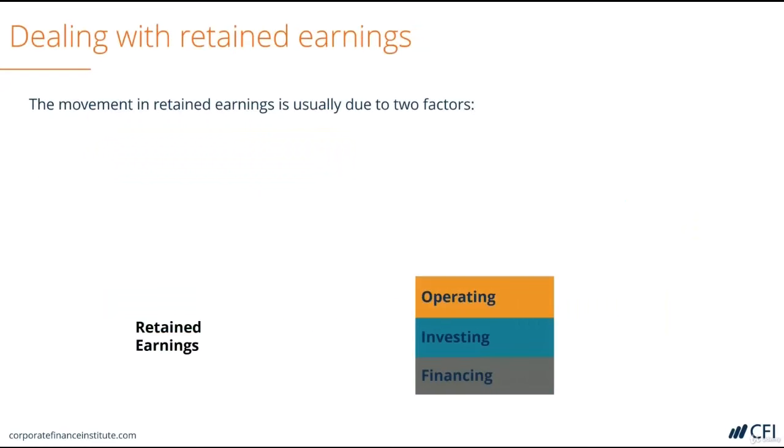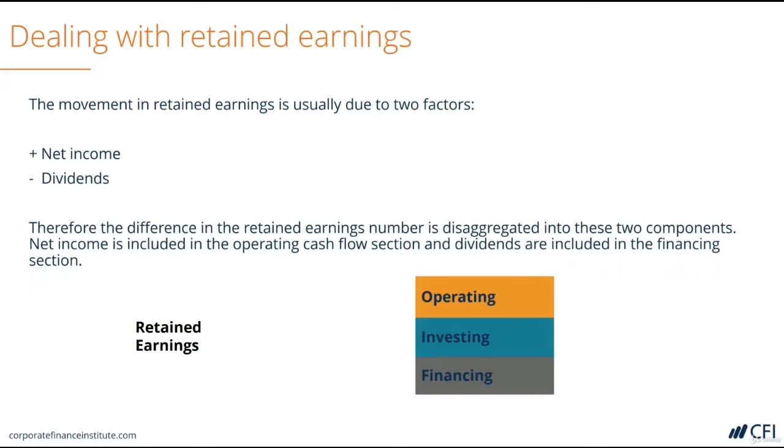Now let's look at how to deal with retained earnings under shareholders' equity. Changes in retained earnings are usually due to two factors. The first one is adding whatever the net income or net loss was for the period to the prior period's ending retained earnings balance, and then deducting from that any dividends that were paid in the period. This results in the period's closing retained earnings balance.